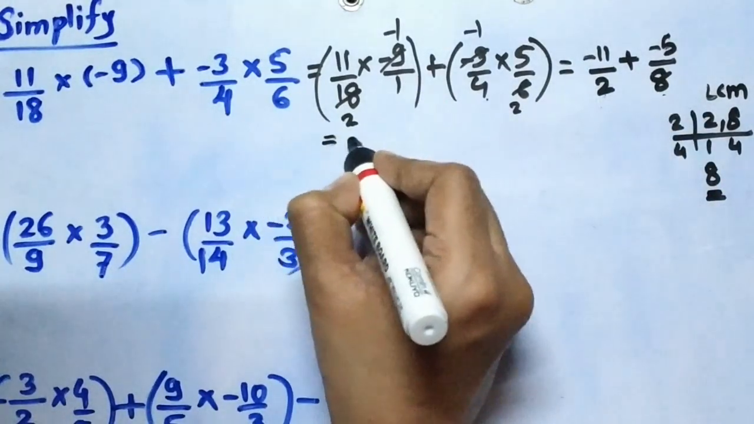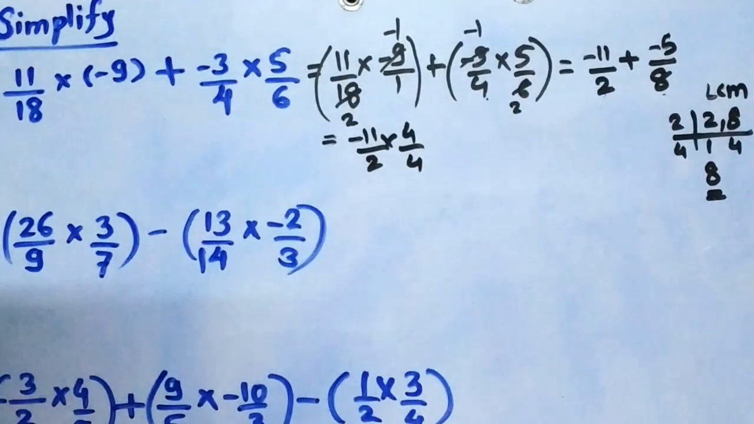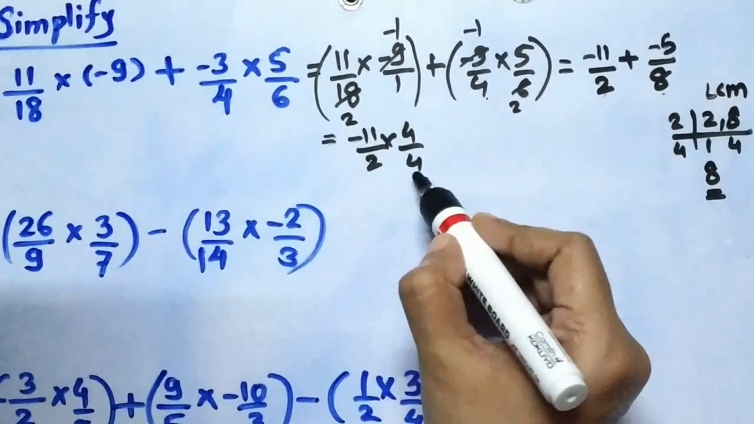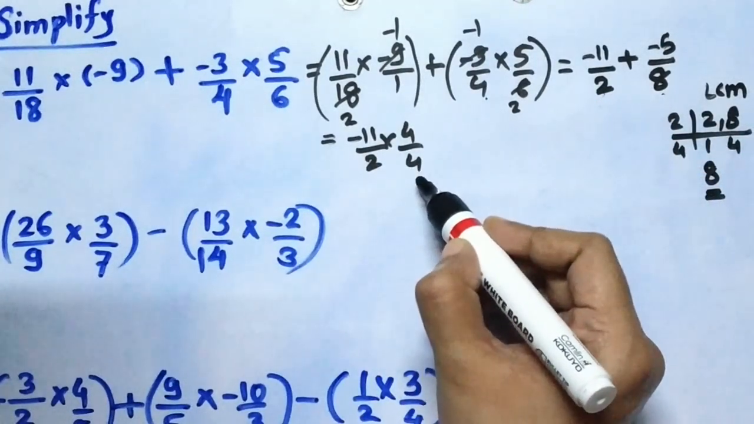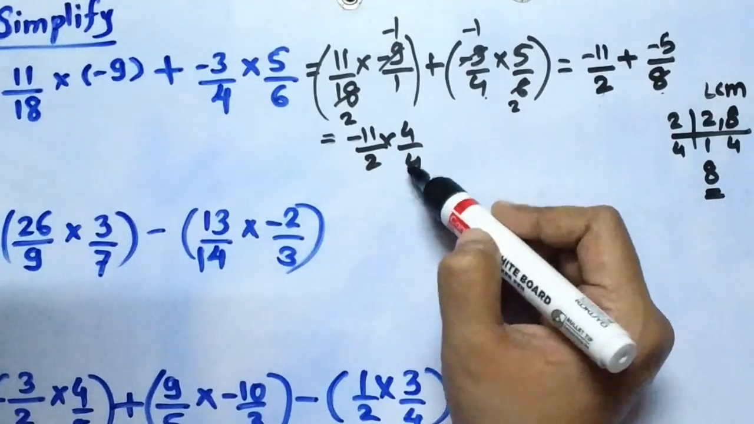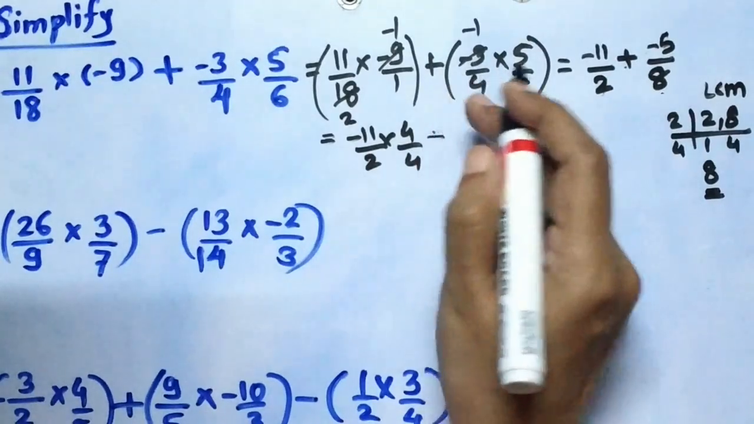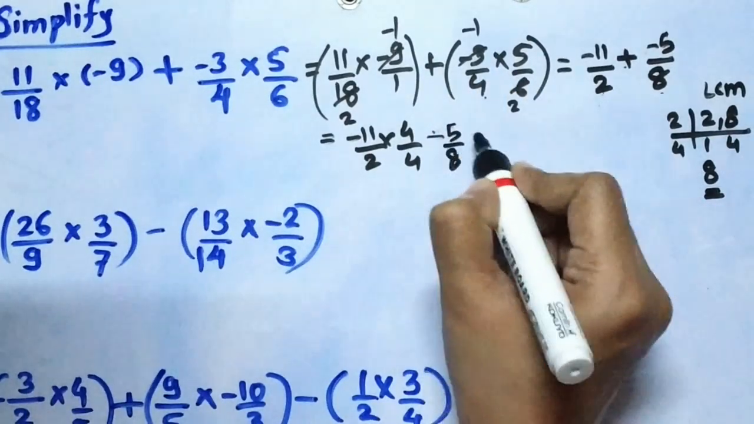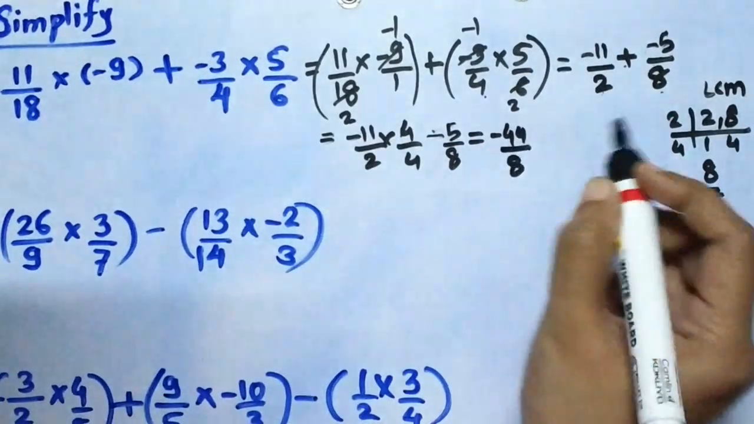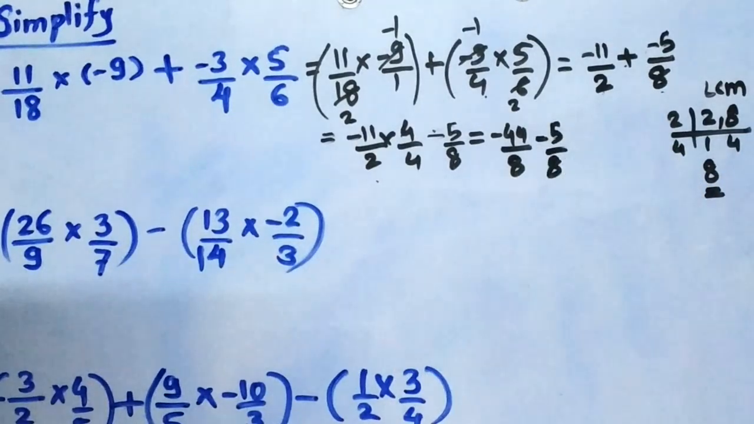So we'll try here. Minus 11 by 2, you need to multiply by 4 by 4. I want to convert this 2 into 8, so I need to multiply this 2 with the 4. So 2 fours are 8, you need to do this mentally. When you are dividing or multiplying, you need to do it in both the numerator and denominator. Here plus minus will be minus sign. Minus 5 by 8. Friends, you can see here 11 fours are 44, that is minus 44, divided by 2 fours are 8, and then minus 5 by 8.